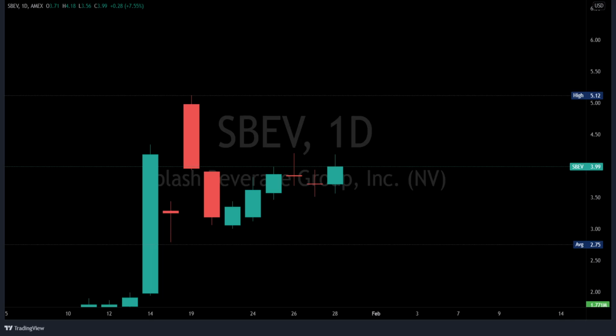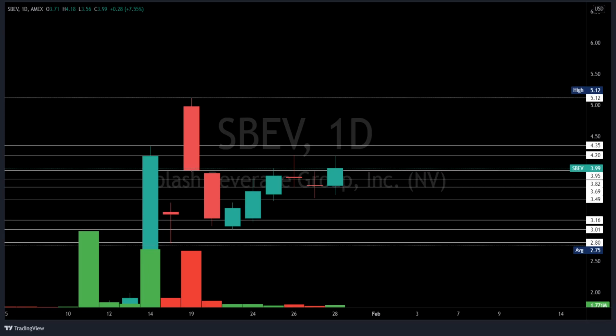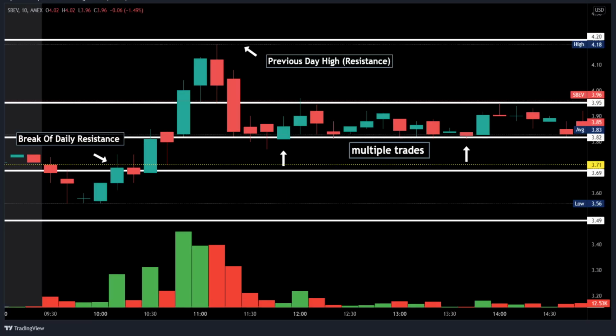For this example, we'll pull up the day chart on ticker SBEV and we'll mark the obvious levels of support and resistance on the candles and wicks that we see. After we mark obvious levels of support and resistance, we'll switch to a smaller time frame such as the 10-minute chart. When looking at this smaller time frame, we get a clearer picture of possible entries and exits, providing we had volume to support the move.